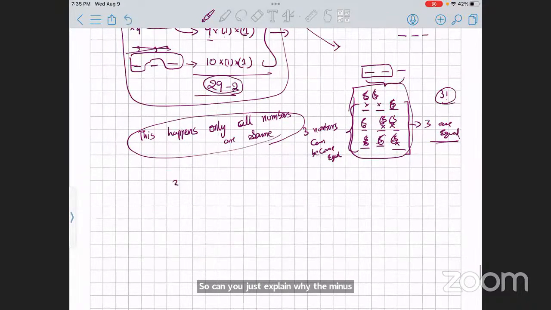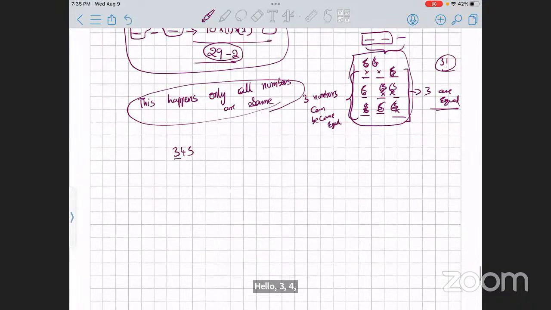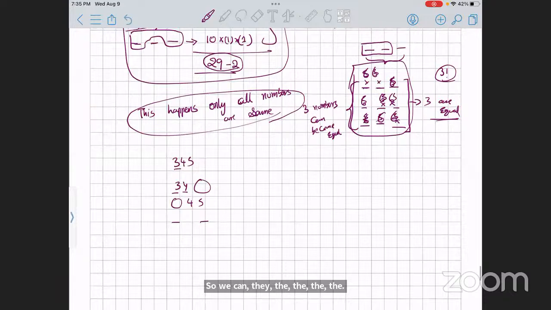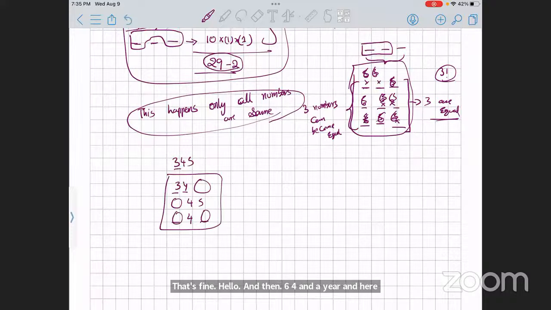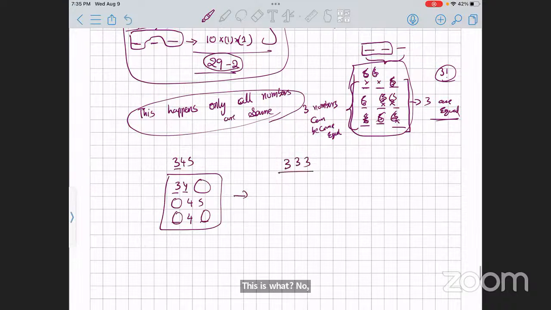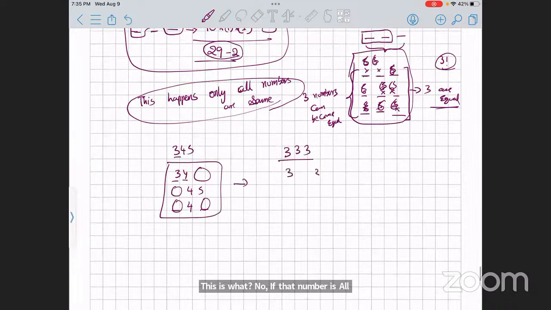Look, 3, 4, 5. First fix 3, 4 and leave 5. Then fix 4, 5 and leave 3. Now listen to this carefully. If the number is 333, all the 3 numbers are same, then you will get this problem. Are you getting this?